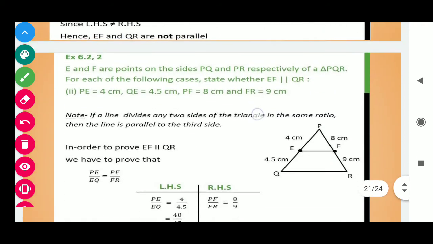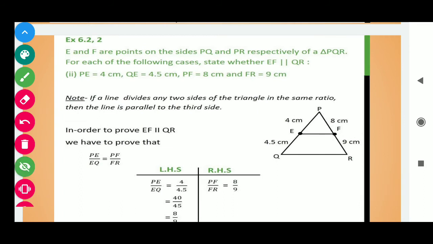And students, here we have the second part. E and F are the points on the sides PQ and PR respectively of triangle PQR. For each of the following cases, state whether EF is parallel to QR. Similarly, students, we need to prove here that PE over EQ is equal to PF over FR. If these ratios become equal, then EF is parallel to QR. So let's start. In order to prove this, we have to prove that PE over EQ is equal to PF over FR.